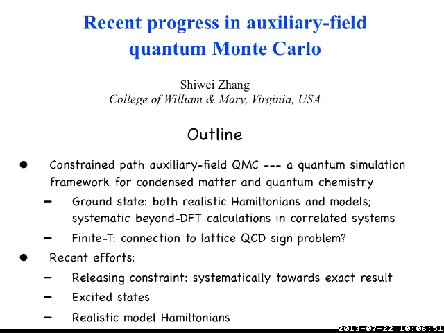So I'm going to be talking about auxiliary field quantum Monte Carlo in the context of condensed matter and some quantum chemistry applications. So we carry out simulations for non-relativistic Hamiltonians, dealing with the sign problem by putting a constraint. And most of the applications have been done at ground state. And here we could do both realistic Hamiltonians, meaning materials specific Hamiltonians, many-body simulations, and for models.